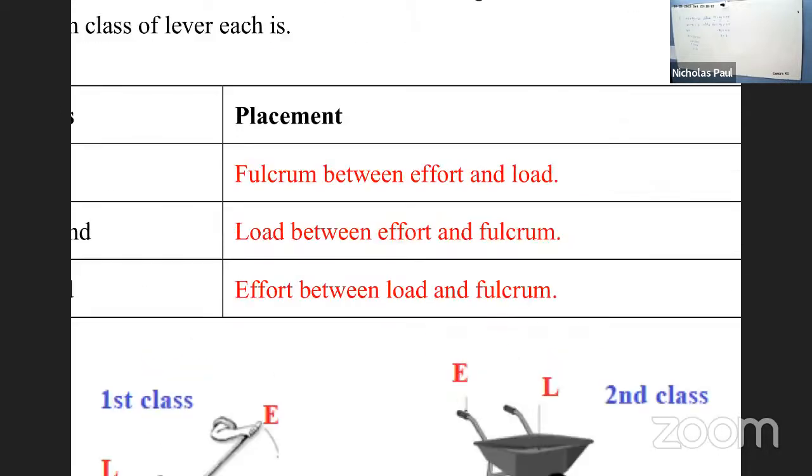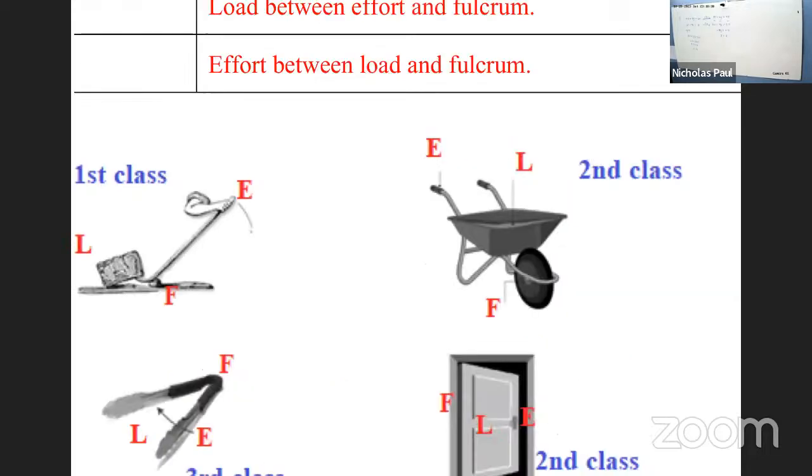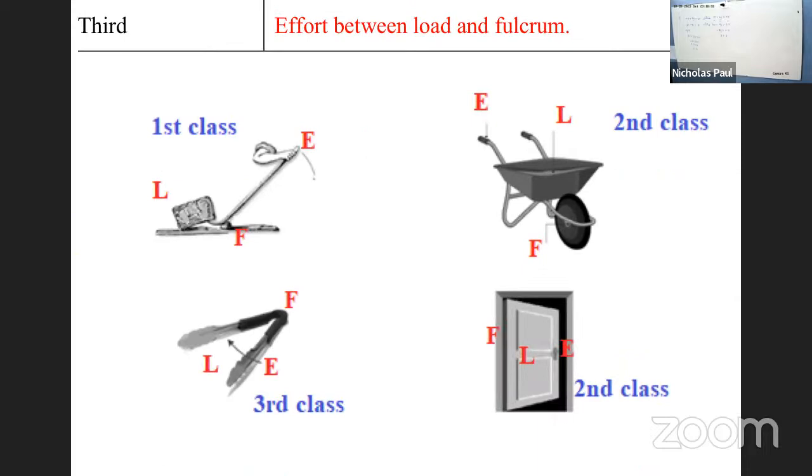You have three classes of levers. First class is when the fulcrum is in the middle. Second class is when the load is in the middle. Third class is when the effort is in the middle. I know the answers here already, but if you look at the diagram, you have examples of first class, second class, third class. The load here, effort here, fulcrum here. First class lever. Here your fulcrum is at the end, your load in the middle, effort on the end, second class lever.